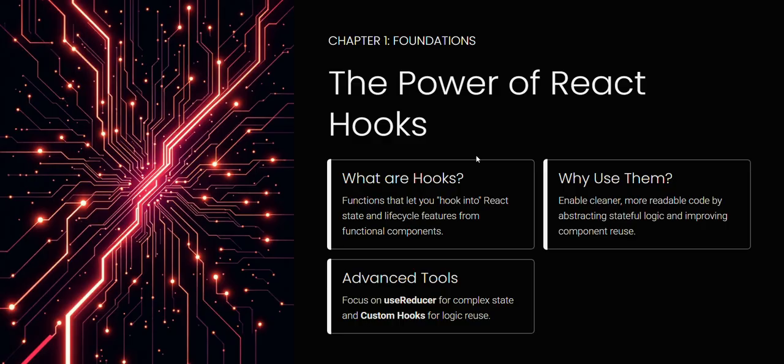So we all started with useState and useEffect. They are essential, but they have limitations. When state involves many related variables or transitions, that's where our advanced tools come in. We focus on useReducer for tackling complex state mutations and custom hooks for generic logic reuse across your entire code base.